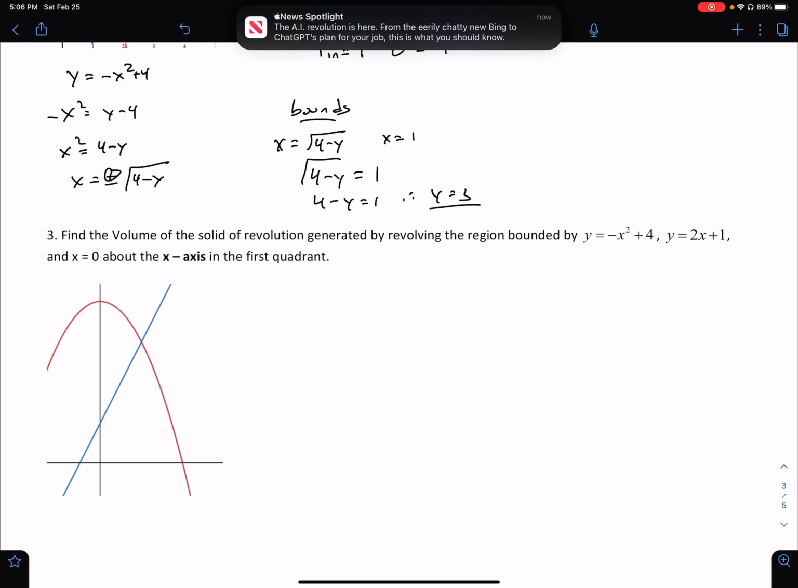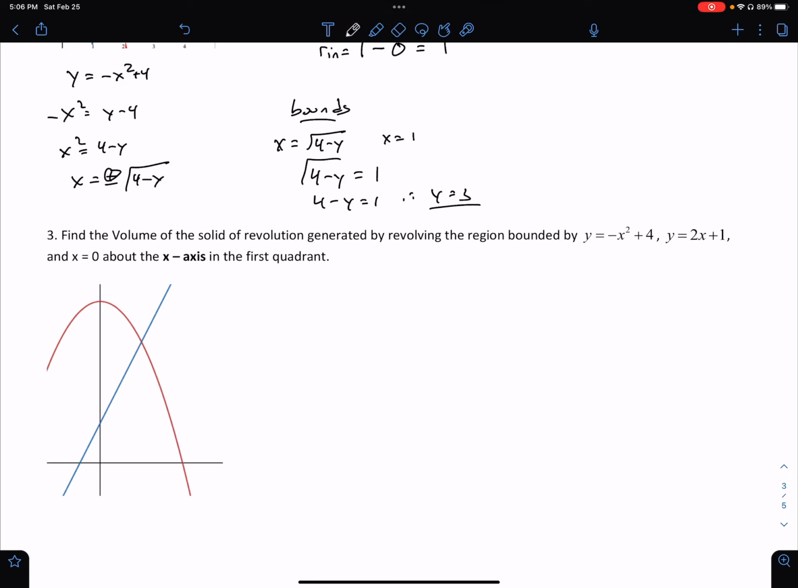Hello, welcome back. We're going to continue our discussion on volume of revolutions about an axis. And again, we are talking about the area that's going to be between two curves.